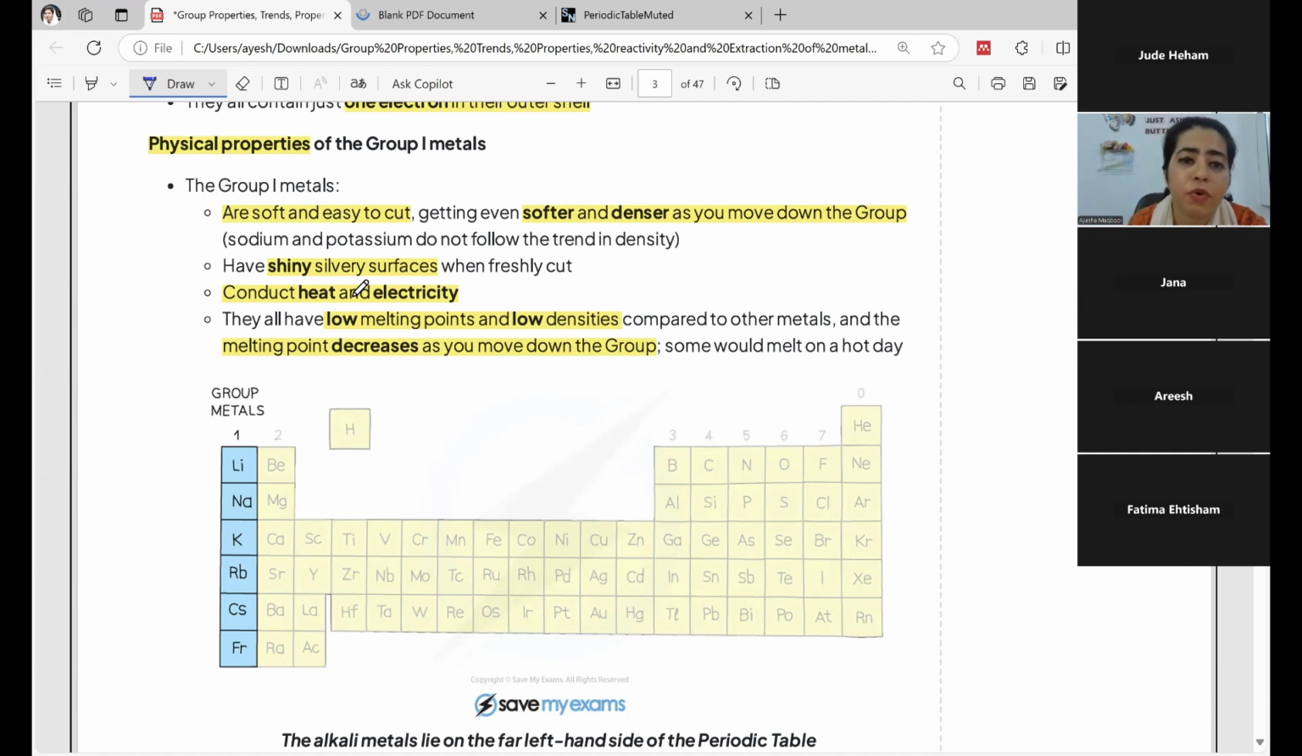Okay. So all these group 1 metals have low boiling points, low melting points, and low densities as well. As we said, they are softer and we can even cut them with a knife. Okay. And what happens to their melting point when we move down the group? Melting point decreases as you move down the group. Okay. Because the size is getting bigger and it will be easy to melt them. So melting point decreases as we move down the group.